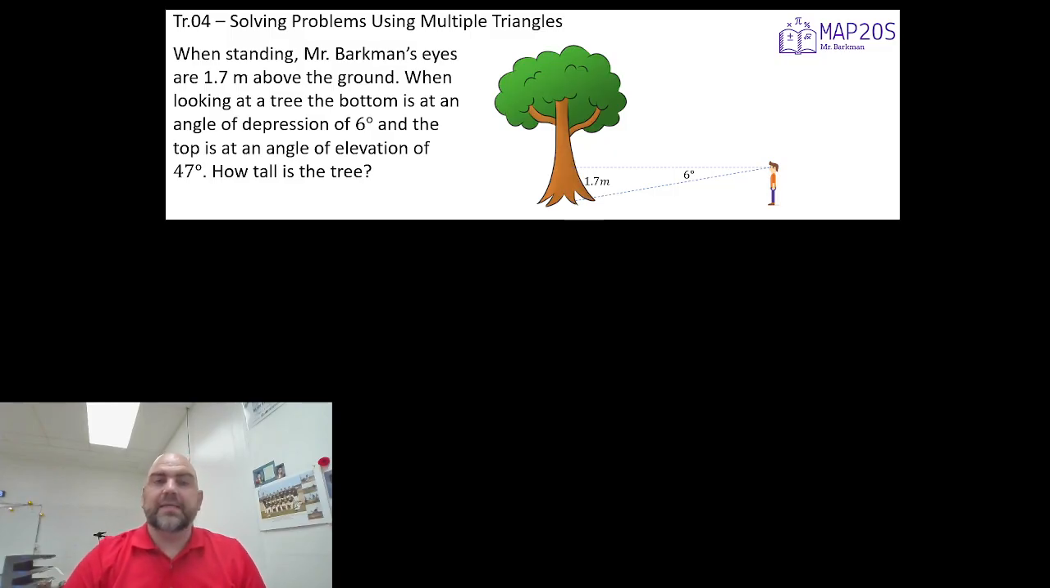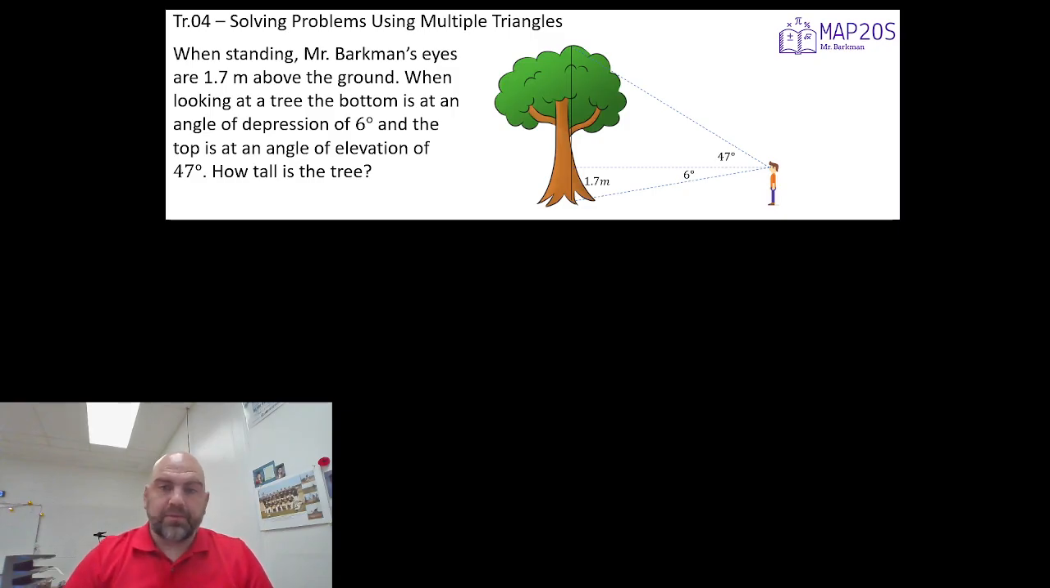Part two, it says that I have to look up at the top of the tree at an angle of elevation of 47 degrees. So up there, 47 degrees, it's going to get to the top. The question now states: how tall is the tree? So there's our line right there. Hopefully you're able to see that line. That is the measure of how tall the tree is. We know the bottom piece is 1.7 meters. We now need to figure out that top piece, and then we're going to add those two together in order to come up with our answer.